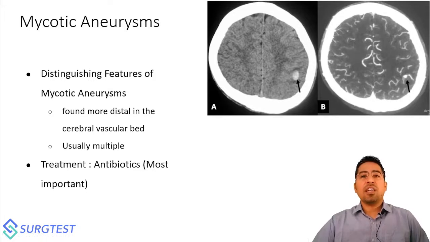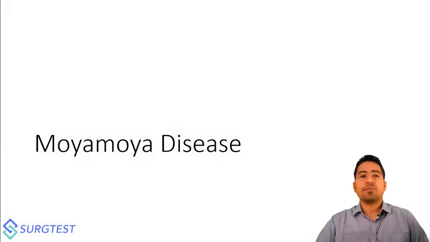And what is the treatment of choice for these aneurysms? It is antibiotics. Antibiotics are the most important treatment of choice, because usually these aneurysms are small and fragile. If you try to clip them or manage them endovascularly, that will cause further rupture of these aneurysms. So you have to start antibiotic therapy to stop the bacterial multiplication and further damage to the vessel wall. That is the treatment of choice of mycotic aneurysms.